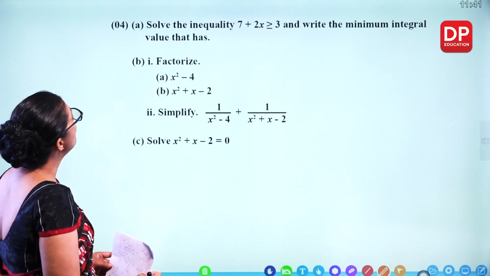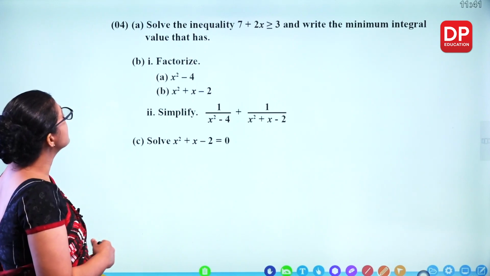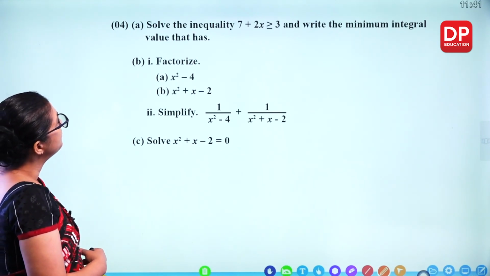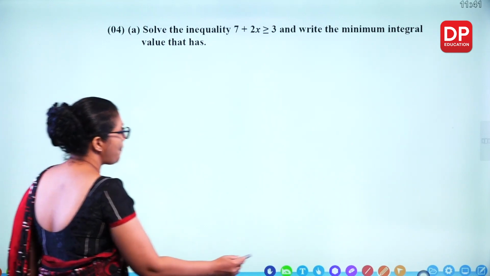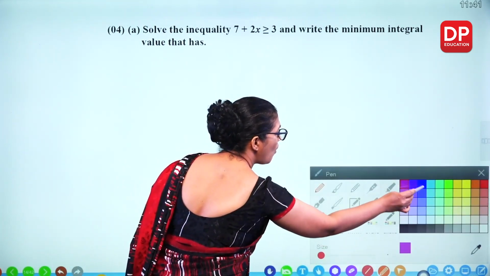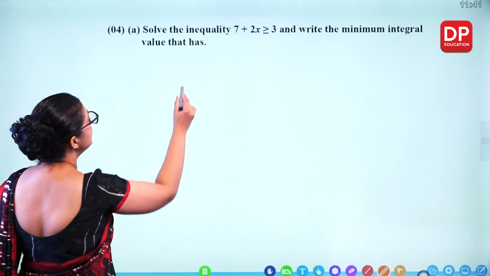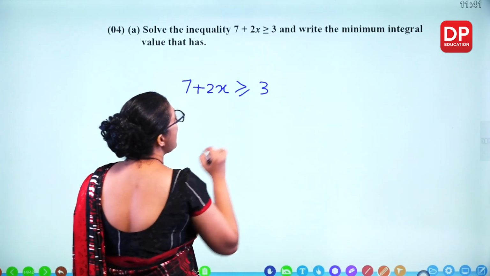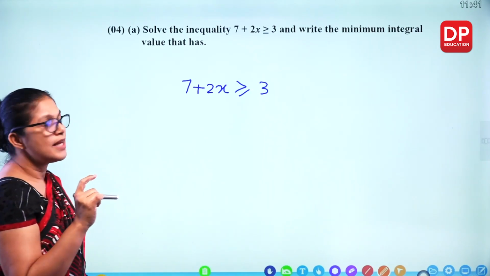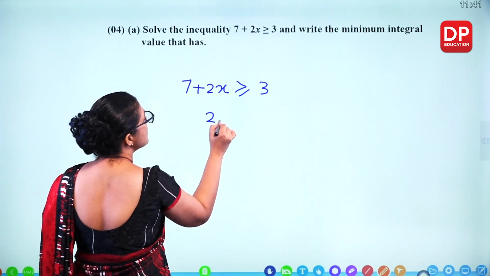Question number 4. So question number 4, you get 3 parts A, B, C. We'll see how we can do this. Part A, inequality. Solve the inequality 7 plus 2x greater than or equal to 3 and write the minimum integral value. Integral means integers. How do we solve this?